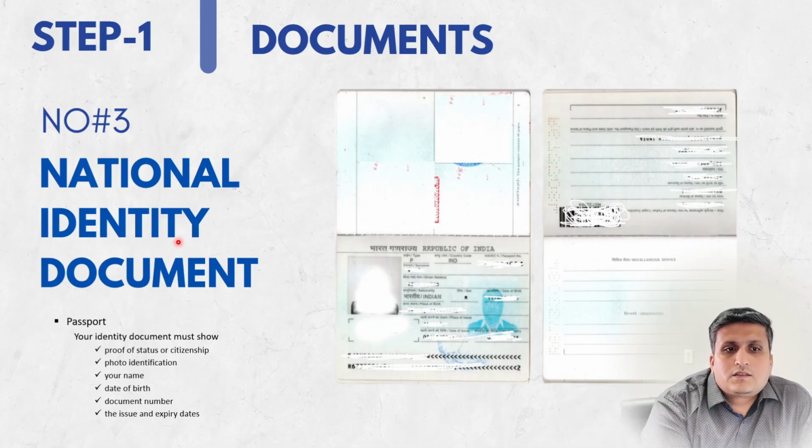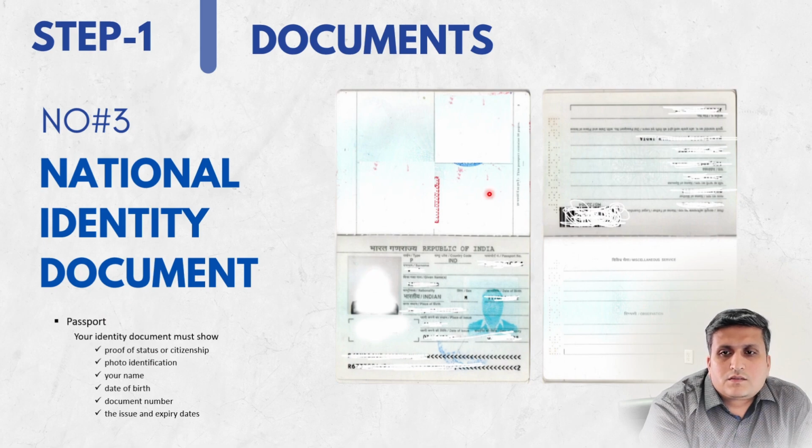The next document is the national identity document. Here it's not necessary to use the passport, but I believe the passport is one of the best documents you can use as a national identity document, because it has some criteria. It should have your proof of status or citizenship. So what is your status in the national identity document that you are using? For example, if you are not a Canadian citizen yet, you would have a PR card. So if you have something like that, it should show your status or citizenship.